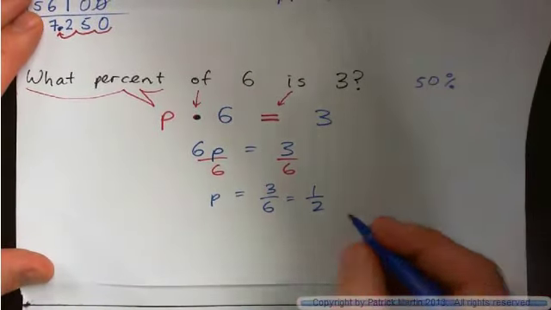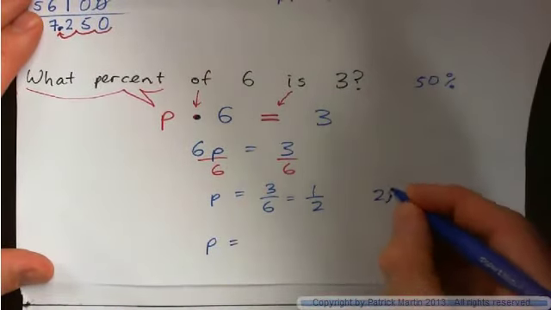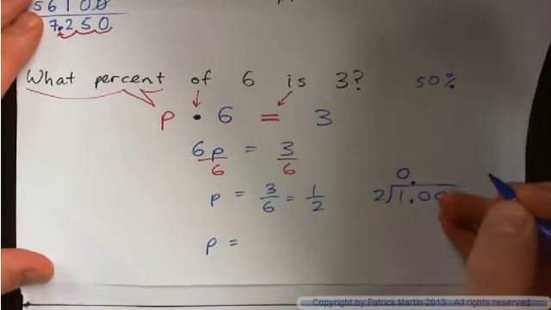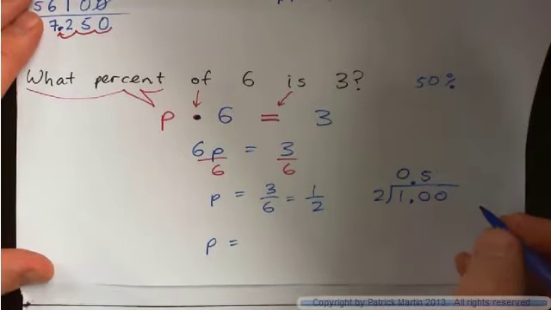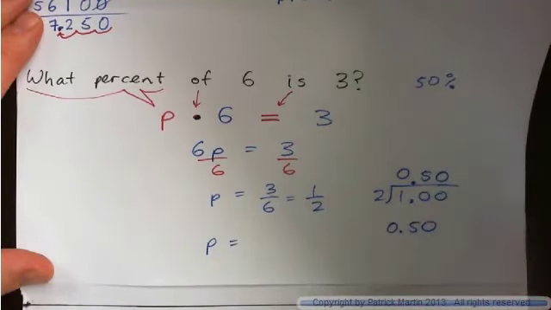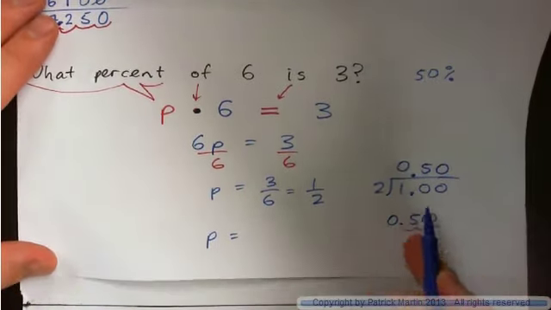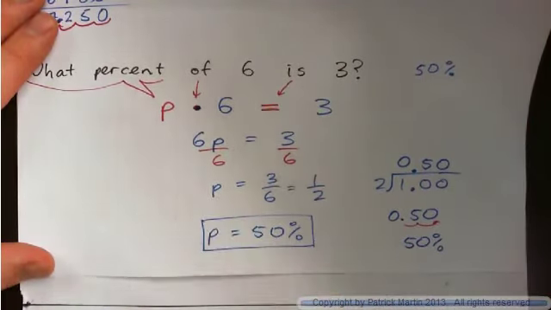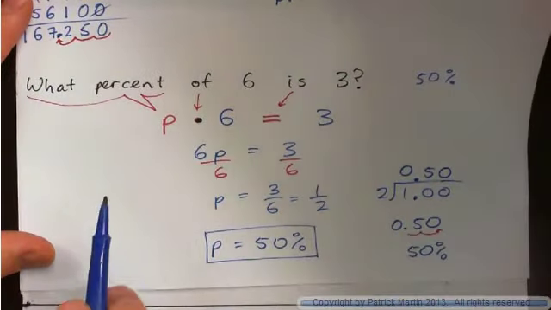And then turn that into a percentage. Well, you've got to divide 2 into 1. 2 into 1 goes 0 times, but 2 into 10 goes 5 times. So we get 0.5 or 0.50, or if you move that decimal point 2 spaces to the right, that is 50%. So 3 over 6 becomes a half, which ends up being 50%. Okay, so yeah, it's kind of an interesting one.